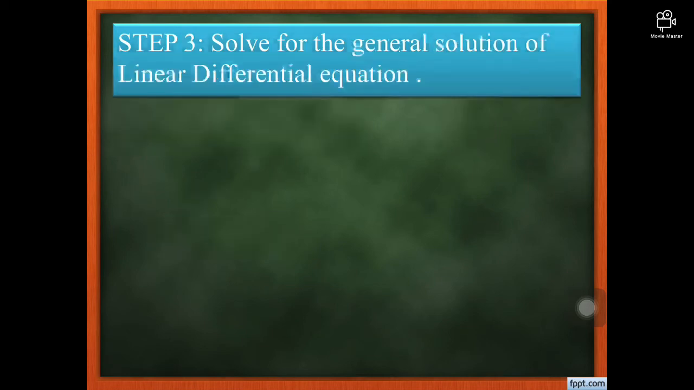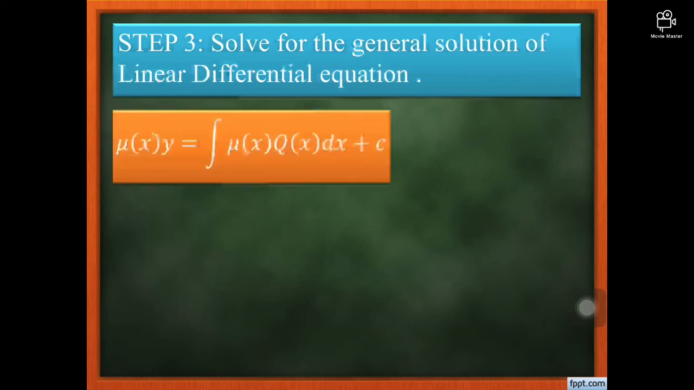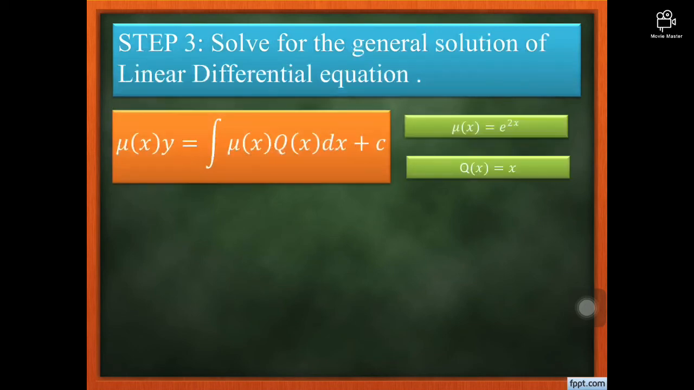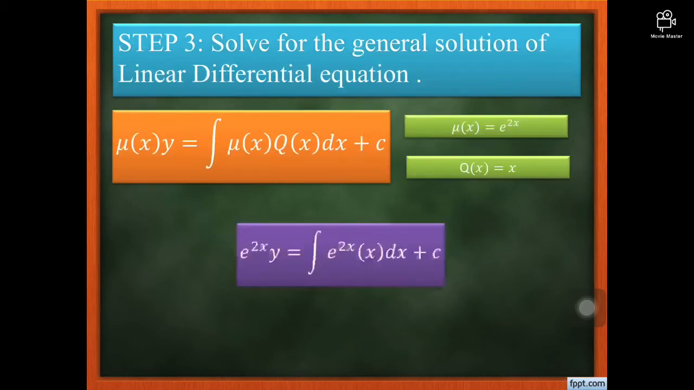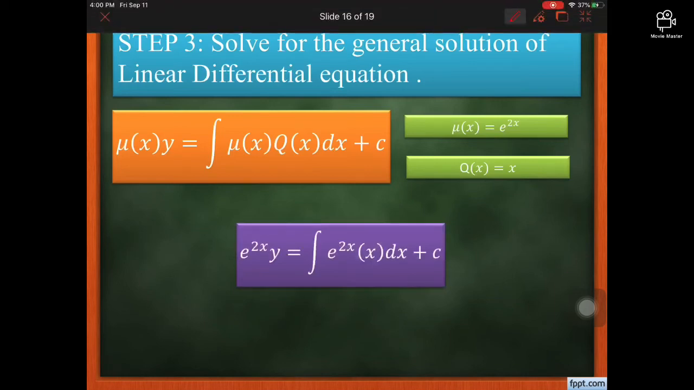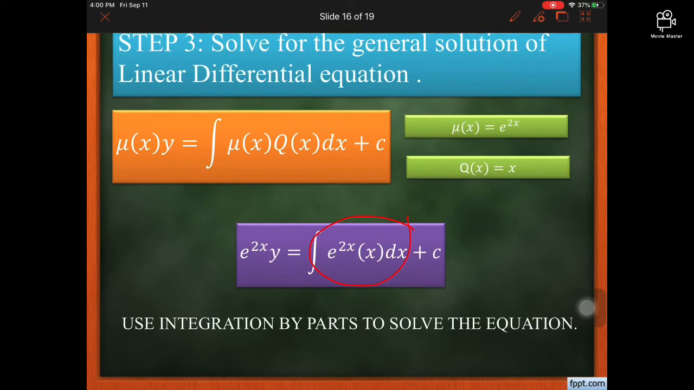Now we can proceed to the last step, which is to solve for the general solution of the linear differential equation by using this equation, wherein your mu x is equal to e raised to 2x and your qx is equal to x. So this is the equation. And then, as we can observe, we cannot directly integrate this. So we need to use integration by parts.